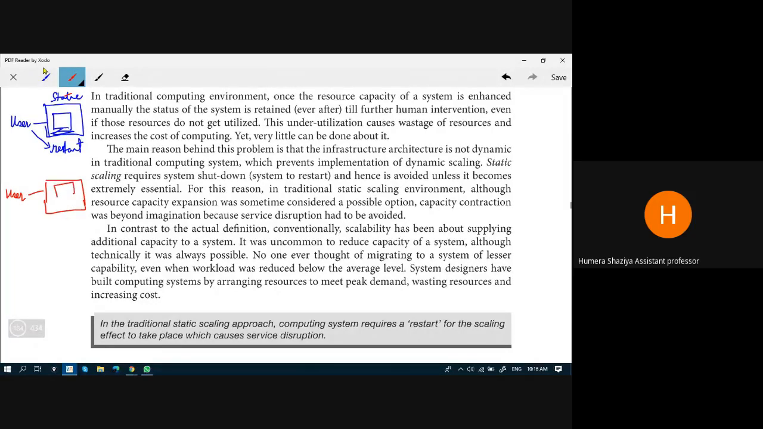And on the contrary, if it is dynamic resource allocation or provisioning, then during the execution, the resources or workload can be added or can be removed.